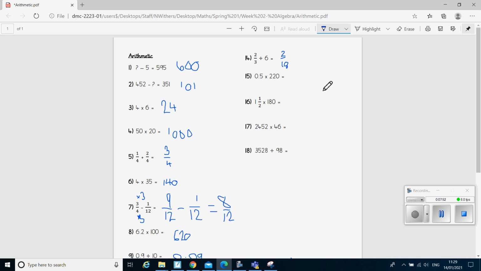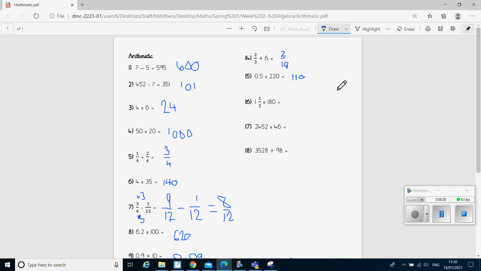Okay, question 15. We've got 0.5 times 220. The easiest way to do this question is if you know that 0.5 means the same as a half. We're just asking ourselves, what is a half of 220? Half of 220, you can probably do that in your head, is 110. You might have done it as a long multiplication. You would have got the same answer, but it's just harder work to do it that way. If you know 0.5 is a half, half of 220 equals 110.